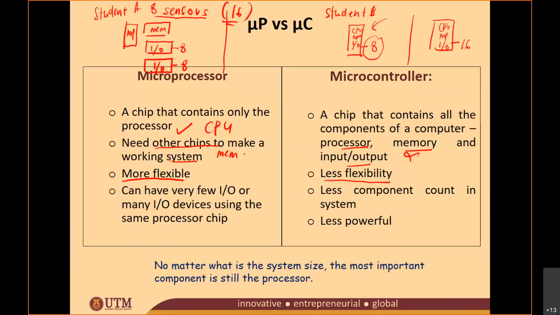Why flexible? If we want to expand our system, we just add whatever is not enough. But for this one, less flexibility. Why less flexible? Because it cannot expand. Whatever you buy, that is all you can use. If you are going to expand the features of the system, you are required to buy another microcontroller.